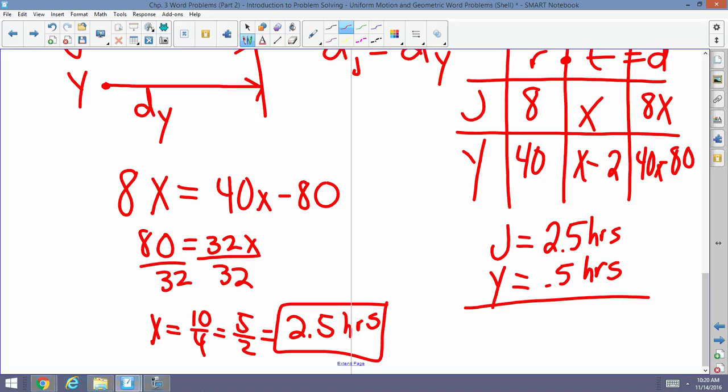Now, how far was the distance? What was the distance though, guys? What is the distance? Yes, you plug it in. What is your distance? Okay, what is your distance then? Distance equals 8 times x, which is 2.5. So that's going to be 20 miles.